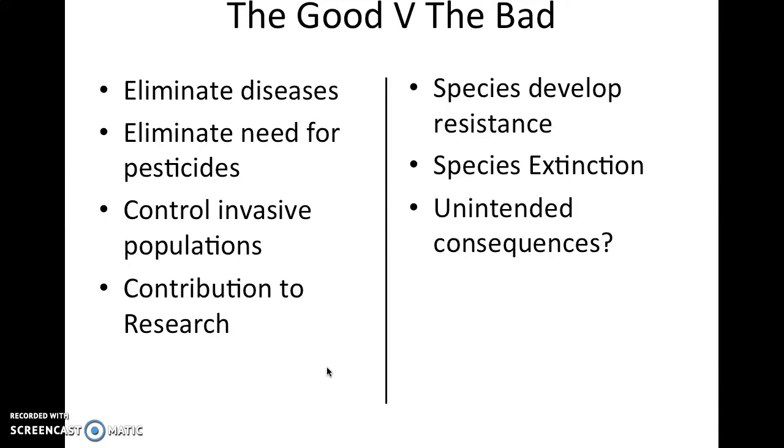We can eliminate diseases. We can eliminate the need for pesticides and herbicides, things that have bad impacts on the environment. We can control invasive populations, but most importantly, we can contribute a lot to genetic research. On the other hand, though, species develop resistance over time, and species extinction is a grave concern. Also, there could be a lot of unintended consequences. More on that later.